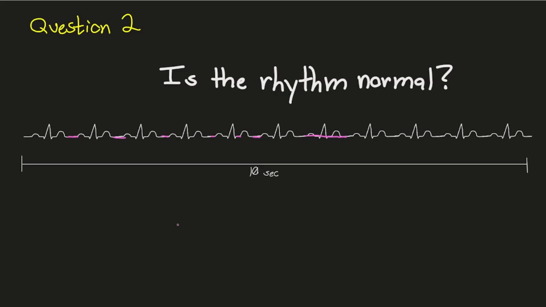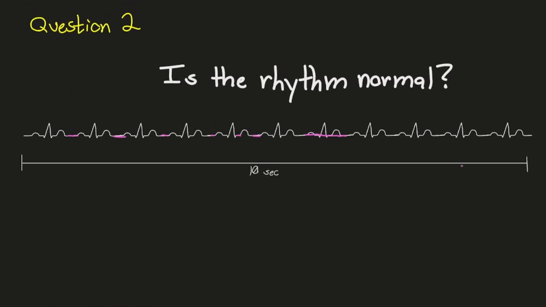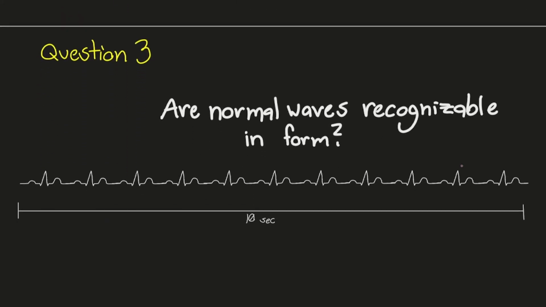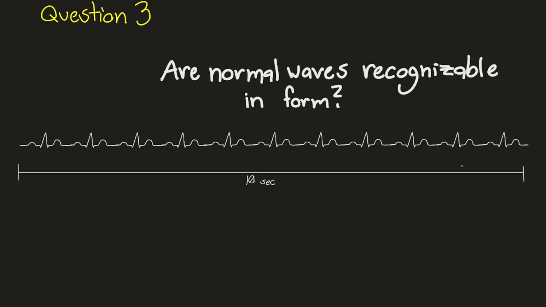And to know if a rhythm is normal, everything is consistent and within the standards of what a heart rate is for the normal person. Again, there can be some differences depending on the person. The third question is, are normal waves recognizable in form? So this plays in with the second question, which is, is the rhythm regular or normal. Now we're looking at, are the waves that are there, the normal waves that are there, recognizable?